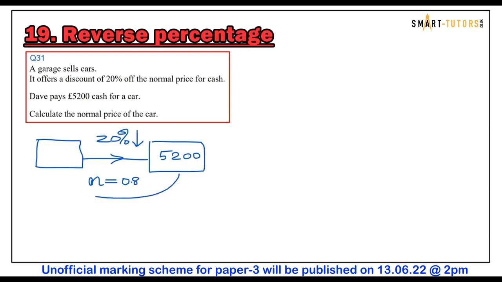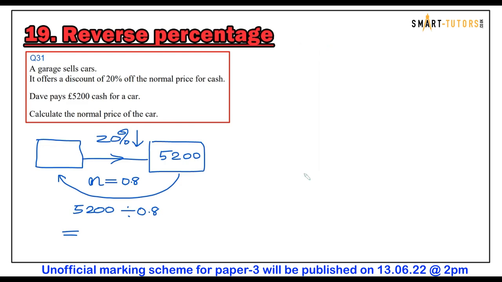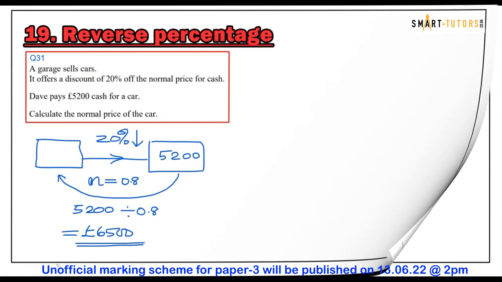So now if you go in reverse this way, 5,200 divide by 0.8. That's all you need to do. So take the calculator, and all you want to do is press 5,200 and divide by 0.8, and that is the answer, 6,500. So the original price is 6,500. This is how to do the reverse percentage.